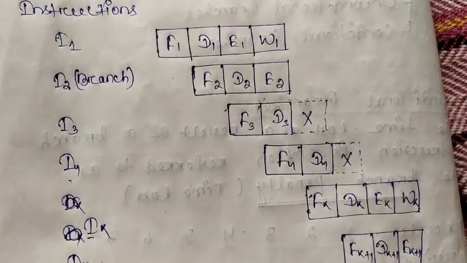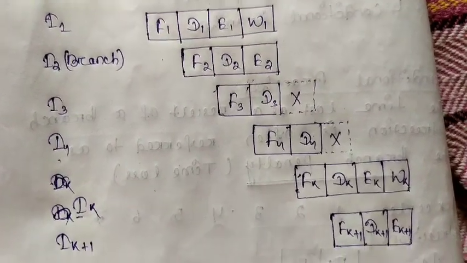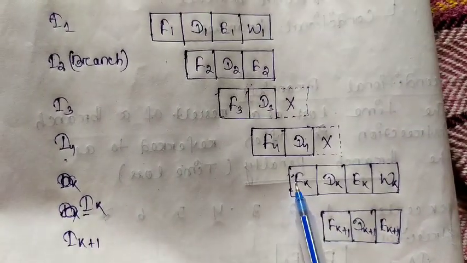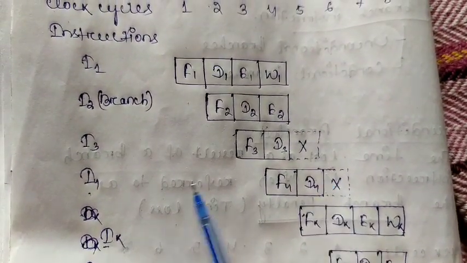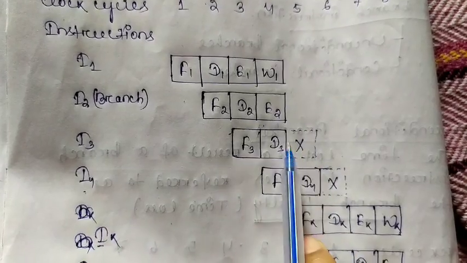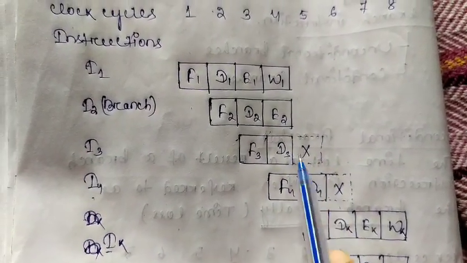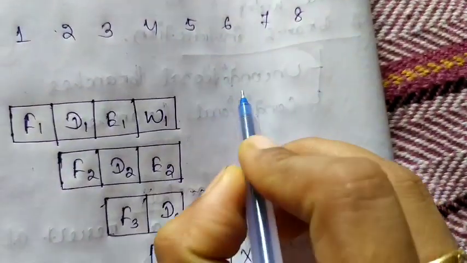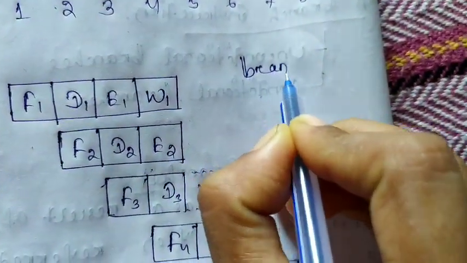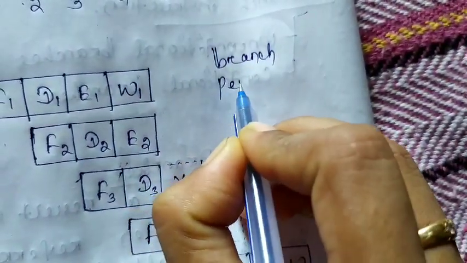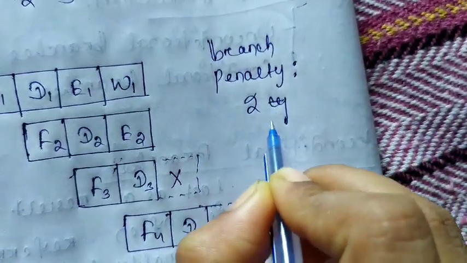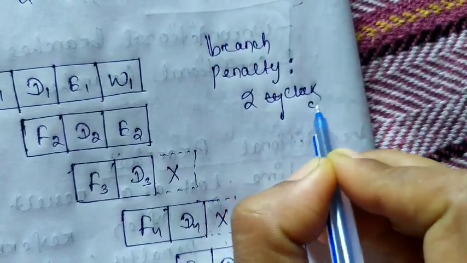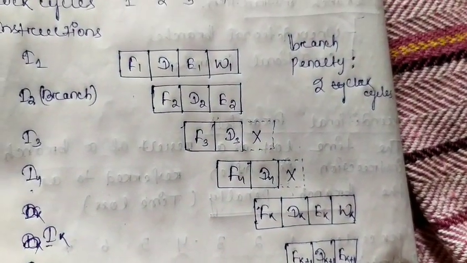So Ik is fetched in clock cycle 5, then it is decoded, and in clock cycle 5 this I4 is also discarded. So here the branch penalty is 2 clock cycles. In the previous example it was 1 clock cycle.